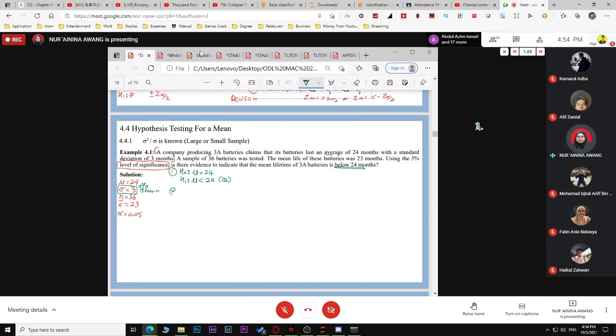The second step is your test statistic. So which formula yang kita nak guna? Kita akan guna z calculated. Okay, so this is the formula. So just substitute the value. Okay, masukkan saja nilai dia. 23 minus 24 over 3 over square root of 36. Okay. So what will be the value? 23 minus 24 over 3 over square root of 36.